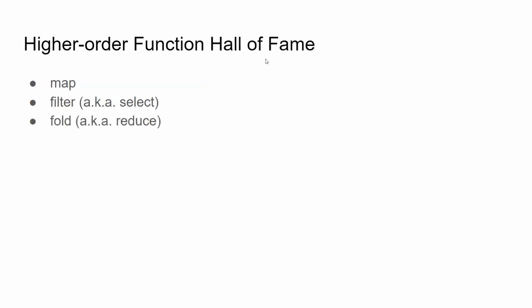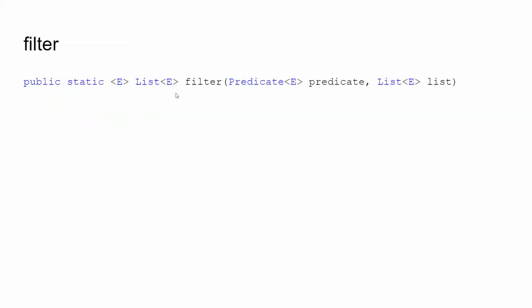specifically a predicate. If you were to have the higher order function Hall of Fame, the first ballot inductees would definitely be map, filter, and fold. They would all make it in there. And as you probably figured out from the title of this video, we're going to talk about filter. This is also known as select, but sometimes fold is known as reduce. Map is usually always known as map.